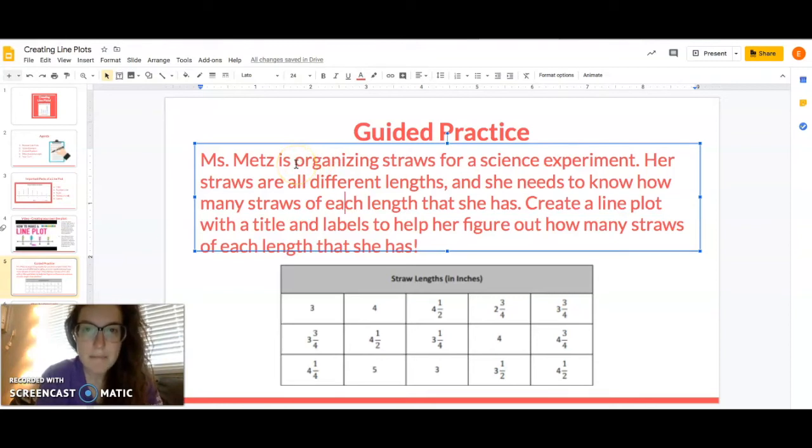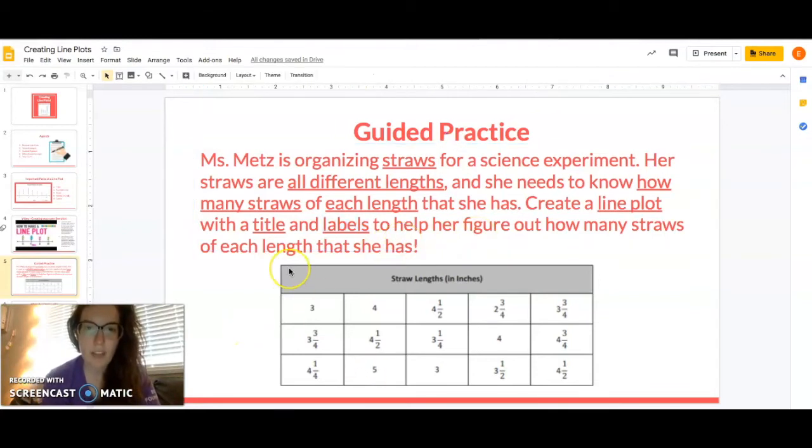So let's see. Miss Metz is organizing straws, that's important, for a science experiment. Her straws are all different lengths, and she needs to know how many straws of each length that she has. Create a line plot with a title, can't forget that, and labels, also super important, to help her figure out how many straws of each length that she has. Now that we've done that and we know what we're looking for, we can jump right in.